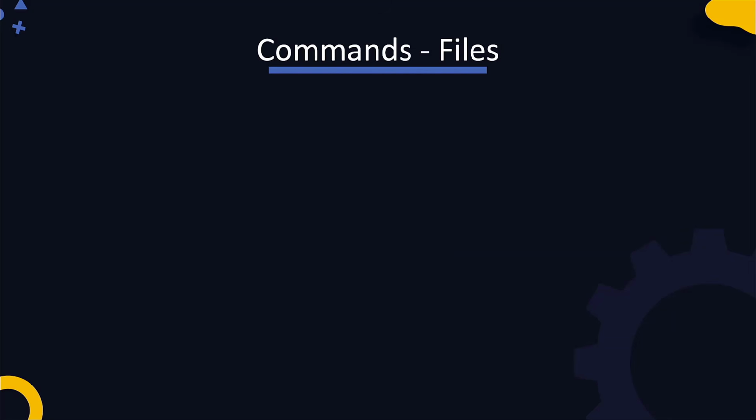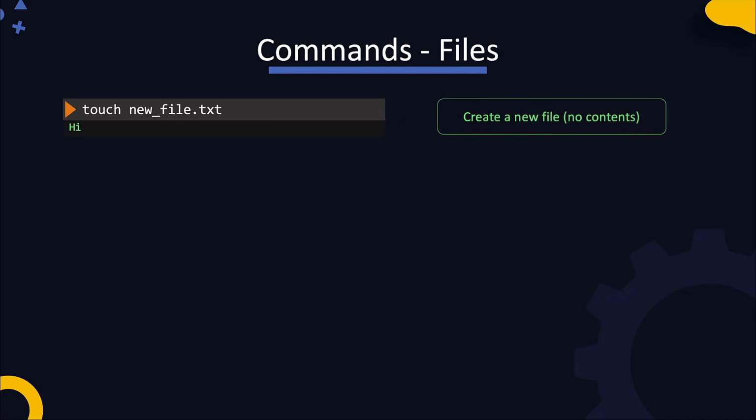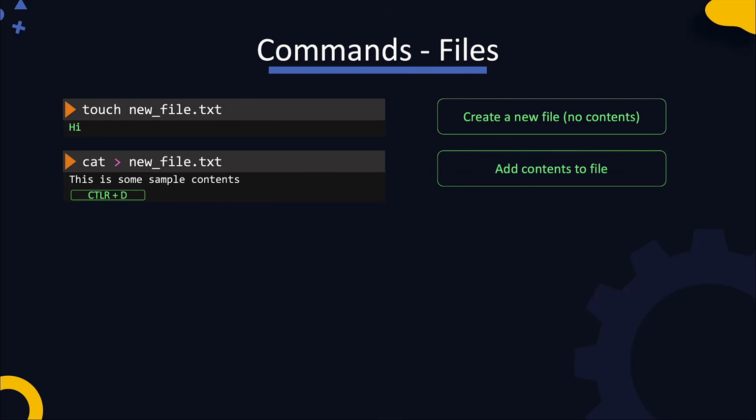Let's see some commands to work with files. To create a new file, run the touch command and provide the file name. This creates a new file, but with no contents. To add some contents to the file, use the cat command and the redirection symbol, which looks like a forward arrow, followed by the file name.